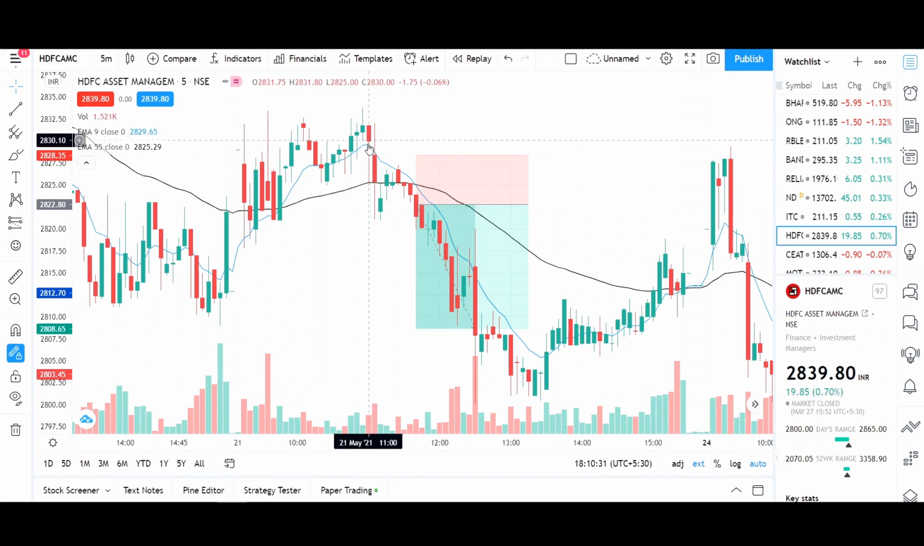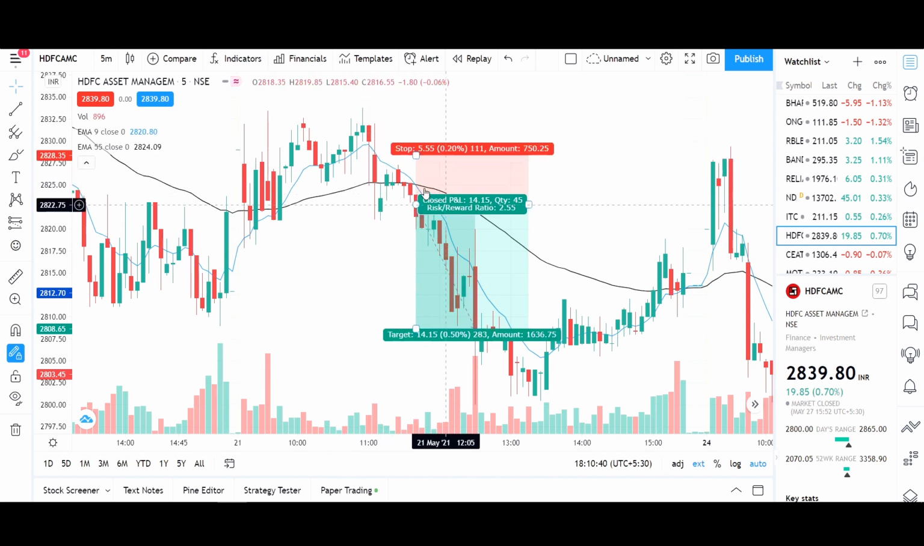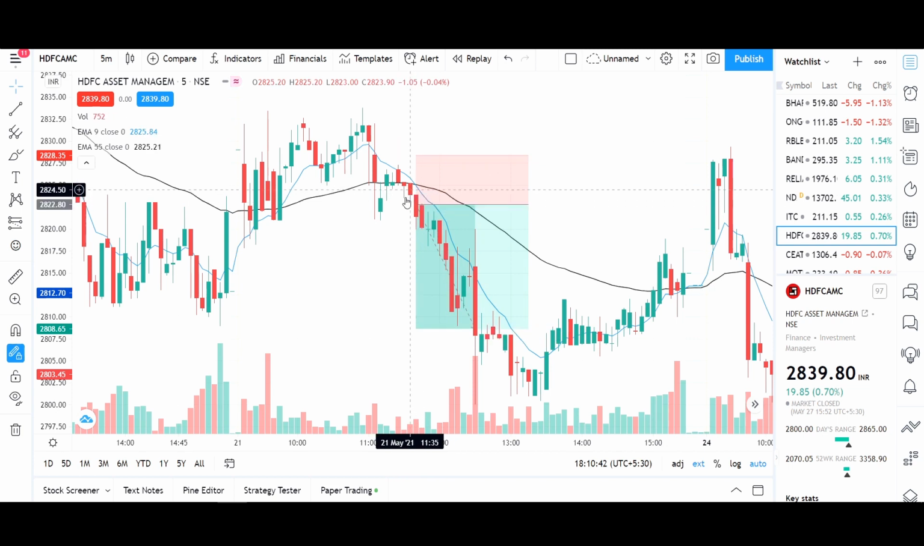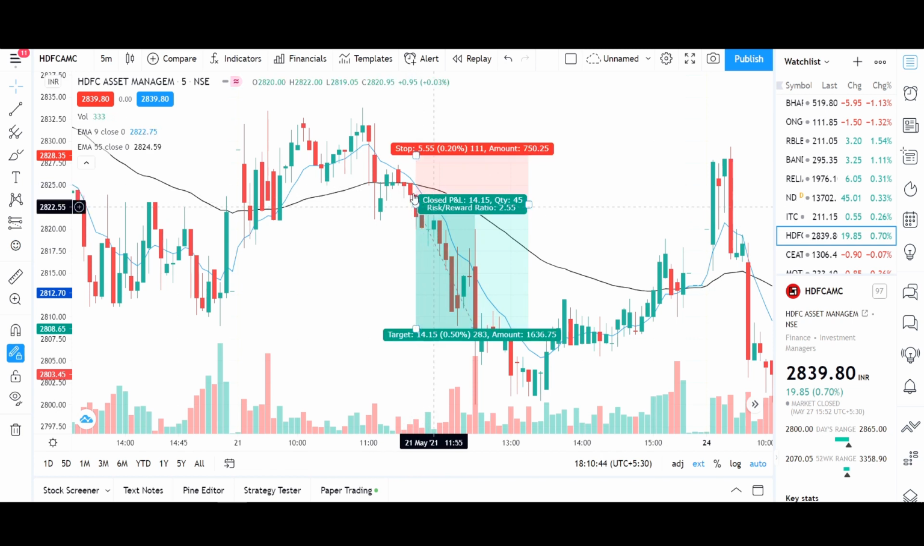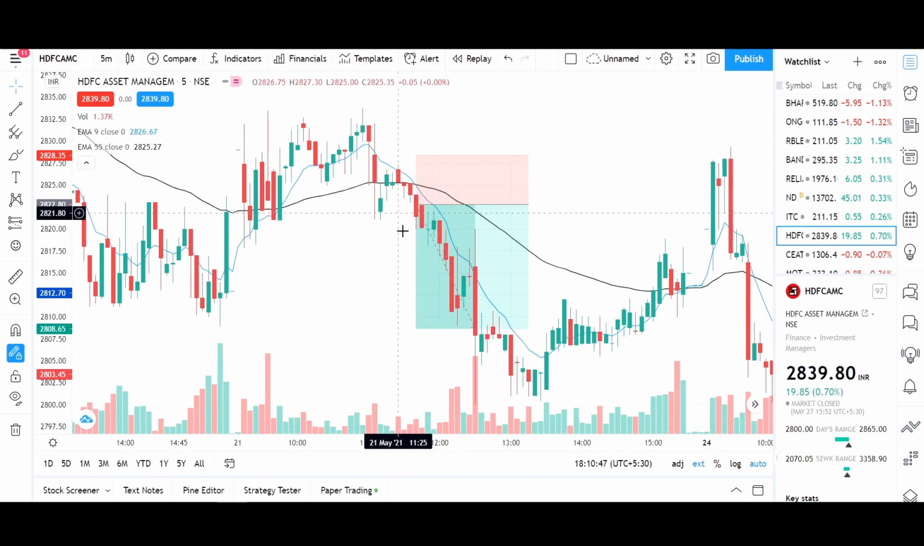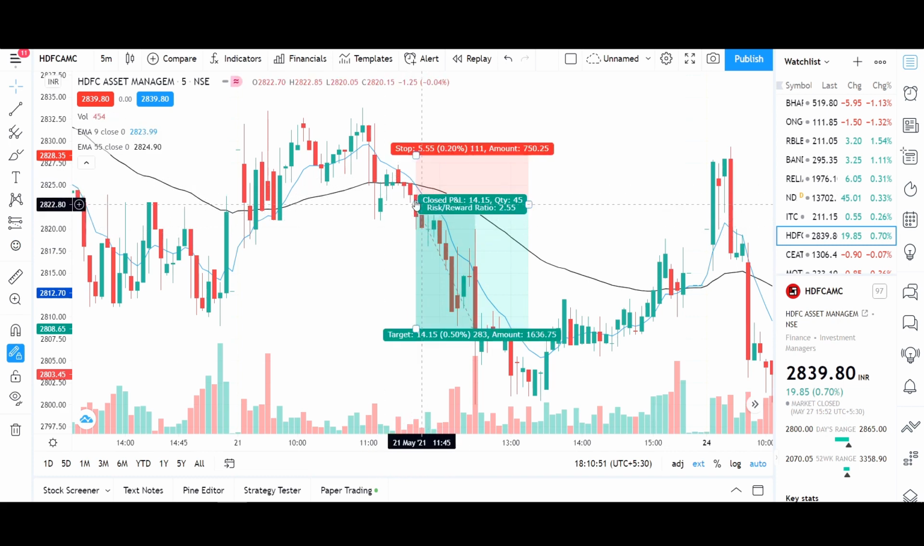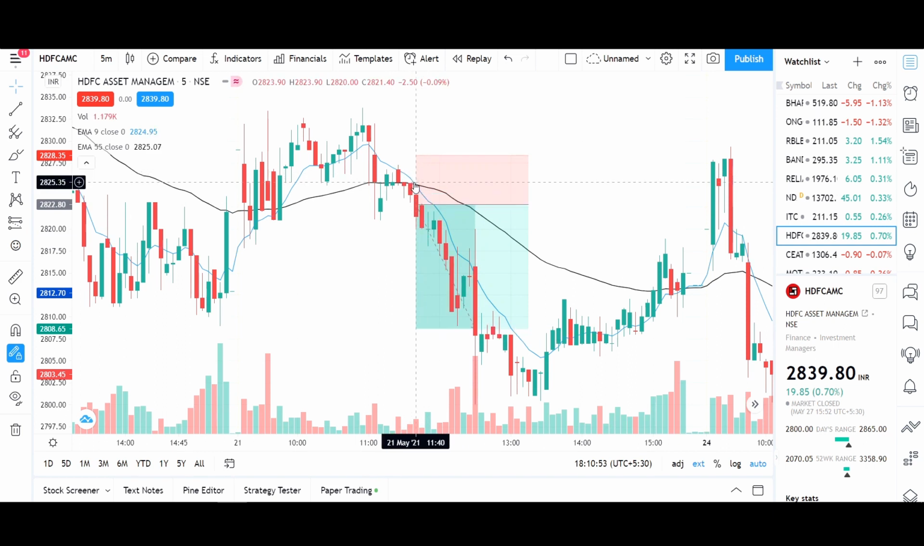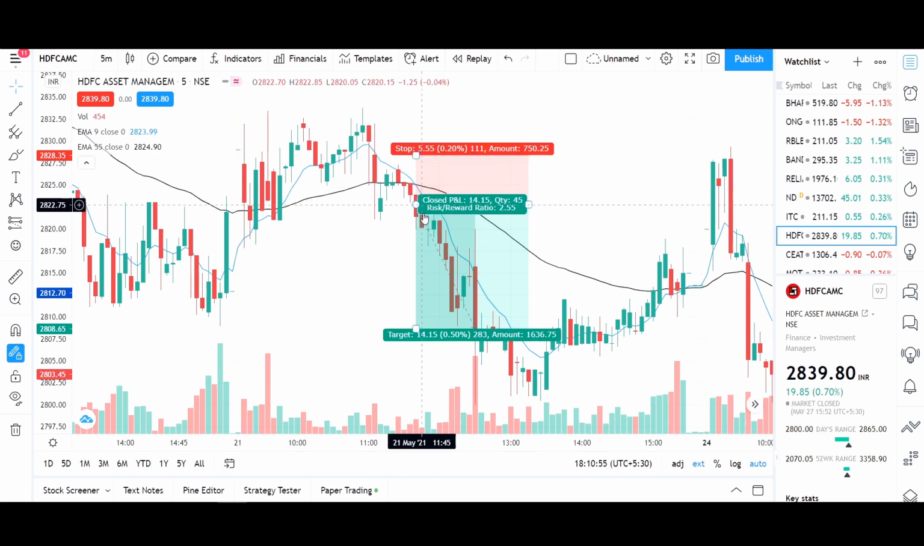So wait for the 9 EMA to cut the 55 EMA from above it, like as we can see right here, and wait for the bearish trend to show that it is a very strong bearish trend. You have to see if this trend is strong. So we'll wait for a couple of candles and not directly enter just on the crossover. We will wait and we will enter somewhere here.